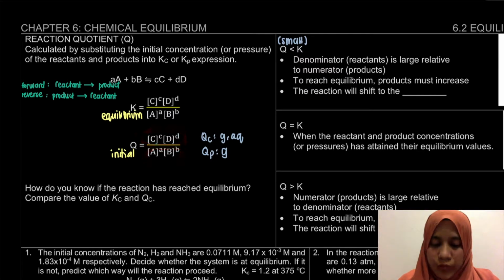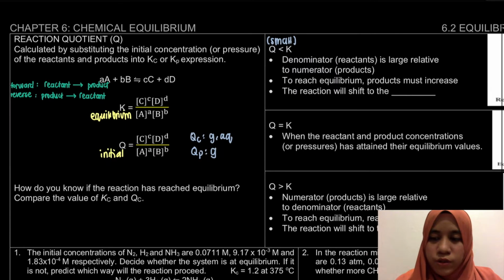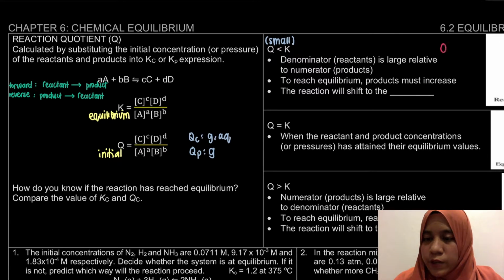kita akan dapat a small value jugalah. So contohnya lah, I'm just gonna write down, okay, Q ni equal to, contohnya Miss bagi tahu yang ni concentration of product Miss dapat 2. Concentration of reactant ni is 4, which is bigger kan daripada kita punya product. So we get a small value lah, 0.5 macam tu.